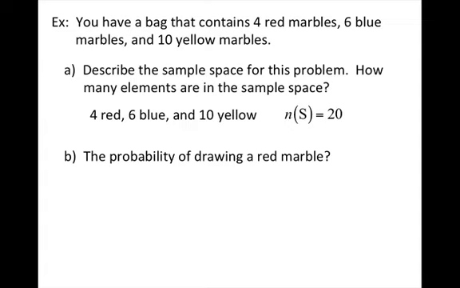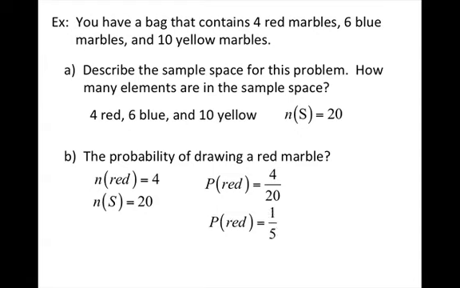So if I want to find the probability of drawing a red marble, well, my desired outcomes are the red marbles, and there's 4 of those. So the number of ways to draw a red marble is 4. I have 4 chances at drawing a red marble. The number in my sample space was 20. So the probability of drawing a red marble is 4 out of 20, and that will reduce to 1/5.